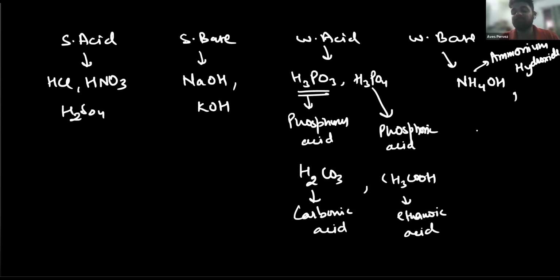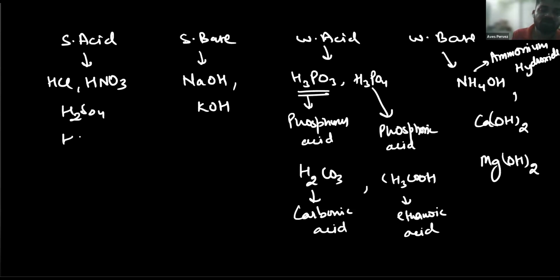Similarly, we have ammonium hydroxide, calcium hydroxide, and magnesium hydroxide. These are the weak bases. A strong acid is HBr. Done. So we have written this one.